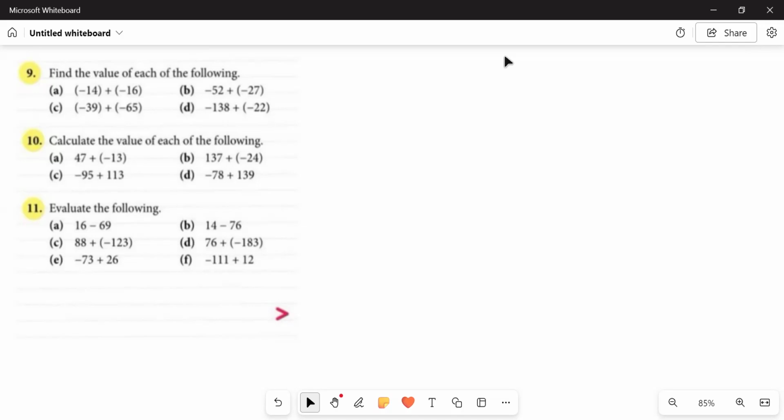Now, one more thing has been added into these questions from question number 9. Since they are intermediate level questions, there is a bracket, minus 14 enclosed in a bracket, then plus minus 16.